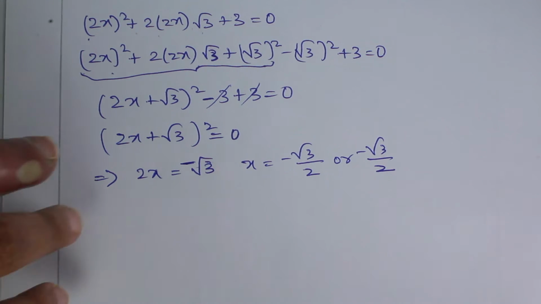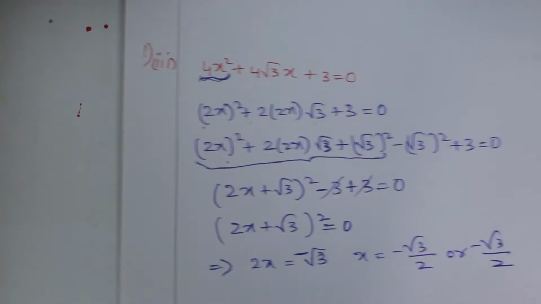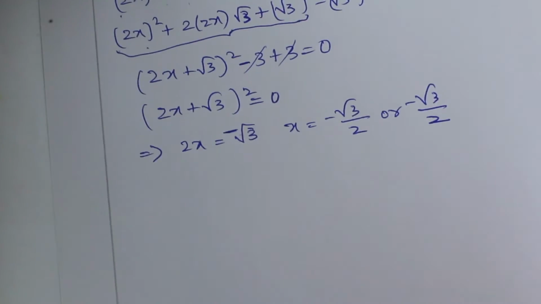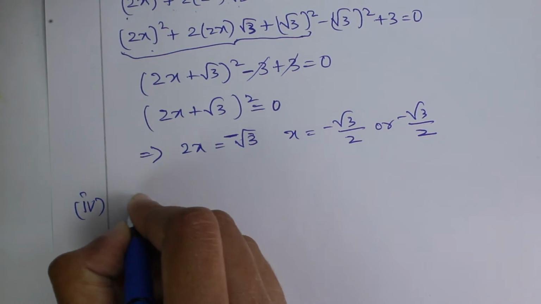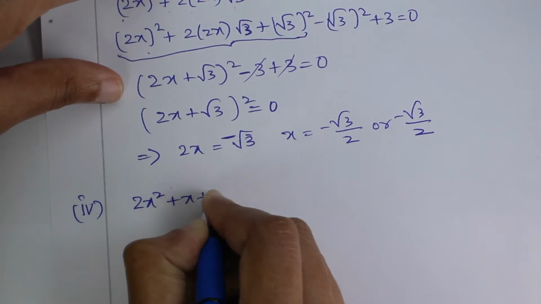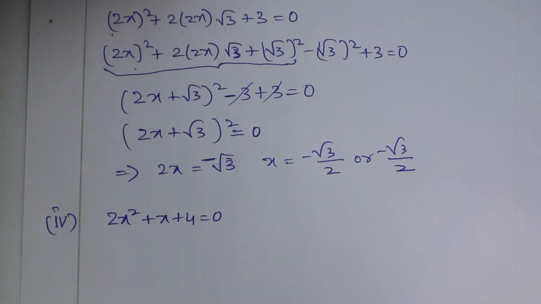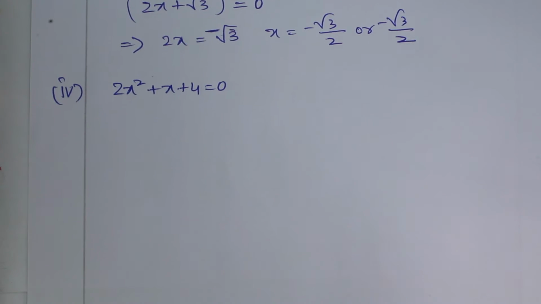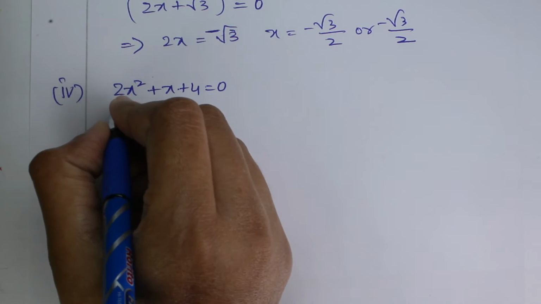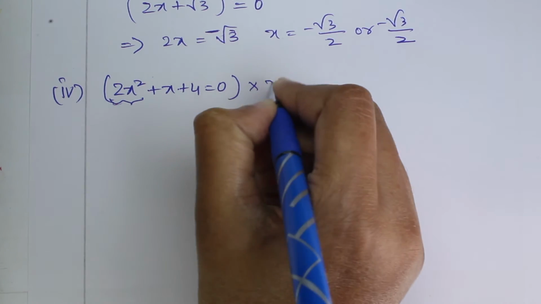Okay. Now let's move to the fourth problem. 2x square plus x plus 4 is equal to 0. This is the fourth problem. Again here this is not in the form of a whole square, so I will multiply this entire equation with 2. So I am multiplying this equation into 2.